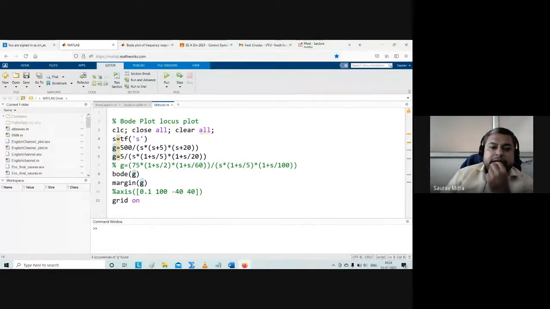Between 5 and 20, how much will be the slope? Can anybody tell me? 5 by s has minus 20 dB per decade slope. At 5, the resultant Bode plot has another slope of minus 20 dB getting added to it. So between 5 and 20, how much will be the slope? Minus 40 dB per decade. Don't say 40, say minus 40 dB per decade. And from 20 onwards, how much will be the slope?